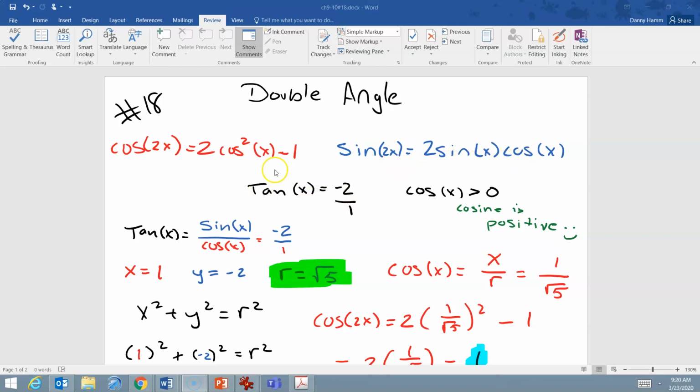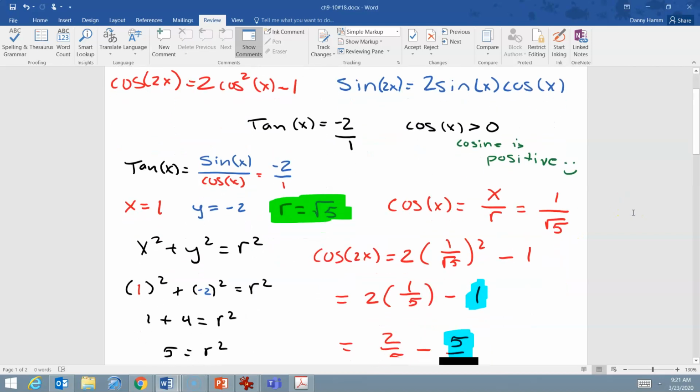So I'm given information about tangent, which is of course sine over cosine or y over x. So we can look at negative 2 as negative 2 over 1, which allows me to separate those, and I can then see negative 2 is indeed my y or my sine value, and x is equal to 1, which is my cosine value.